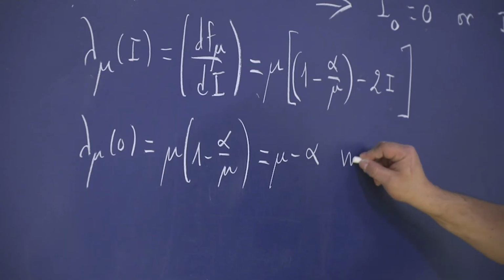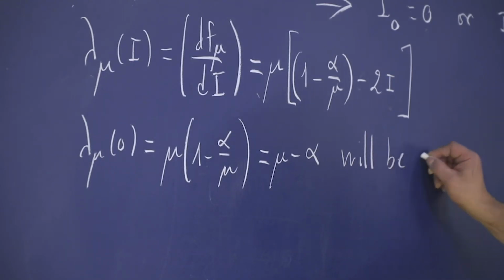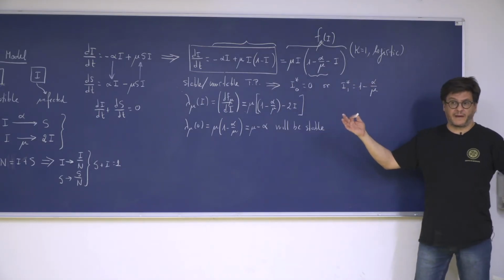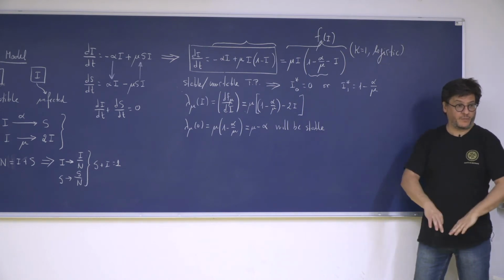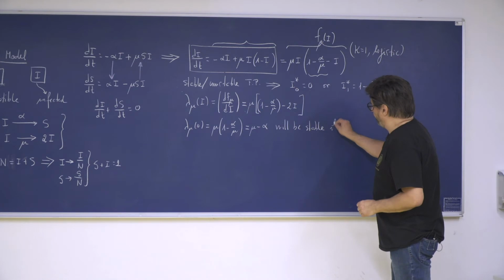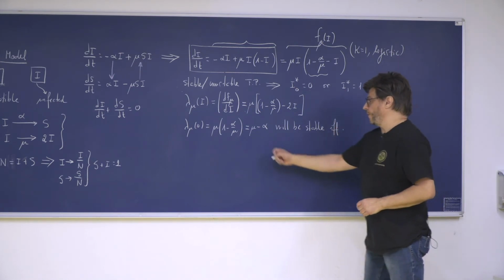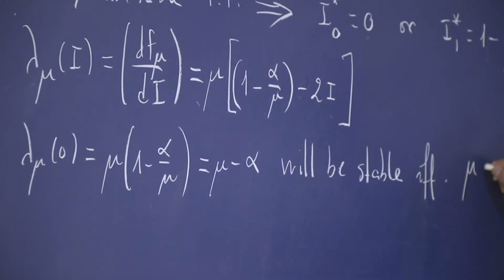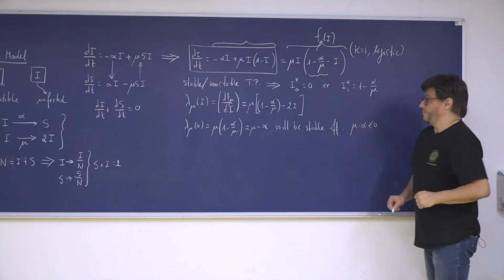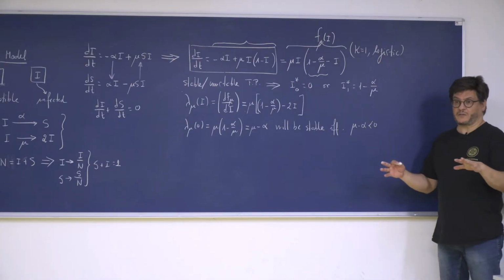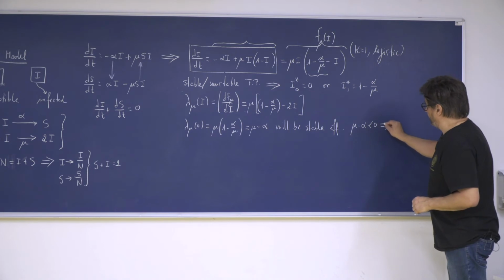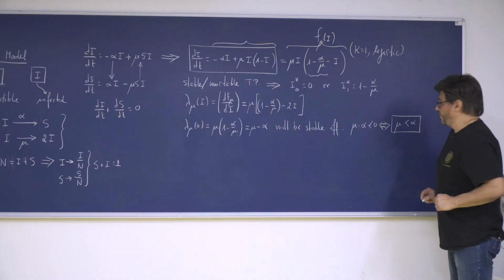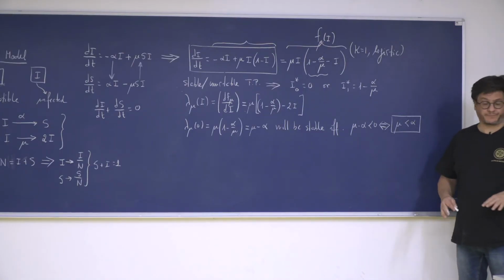So this will be stable, and so we will see that the virus is unable to replicate and the pandemic is over, right? If, and only if, this is negative, because negative is the condition for stability. Mu, if that happens, no propagation is possible, which means that this is the condition for the pandemic to get extinct.